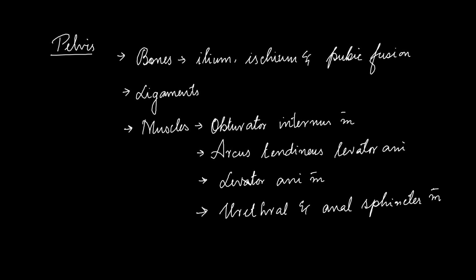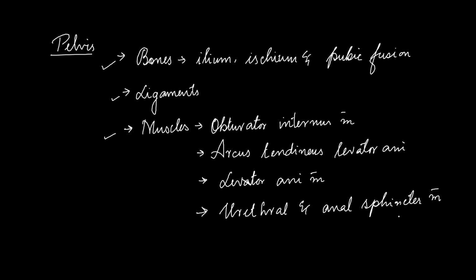So once again, the elements comprising the pelvis are first the bones, which include ilium, ischium, and the pubic fusion. Then we have the ligaments. Then we have muscles. In muscles, we have obturator internus muscles. We have arcus tendinous levator ani, otherwise called the white line. We have levator ani muscle, and also the urethral and anal sphincter muscles.